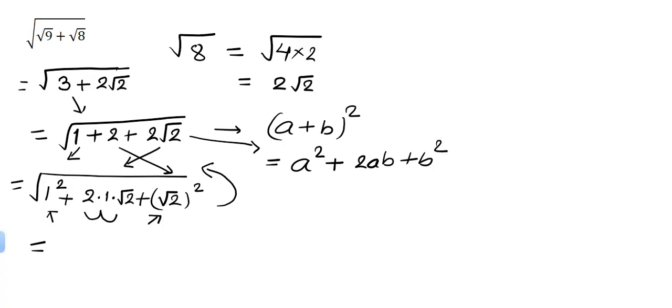So here a means 1 and b means root under 2. And this is (a plus b) whole square. Now we have the root here. That simply means this is 1 plus root under 2. And this is the answer.